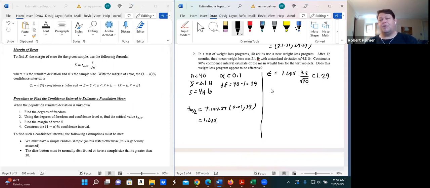Now we need to find our confidence interval upper and lower bound. So our lower bound will be the mean, which is 2.1, minus 1.29.